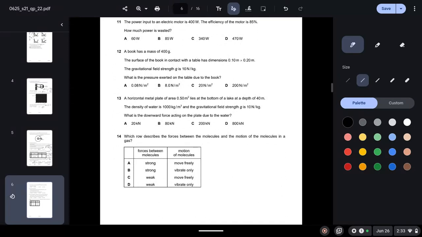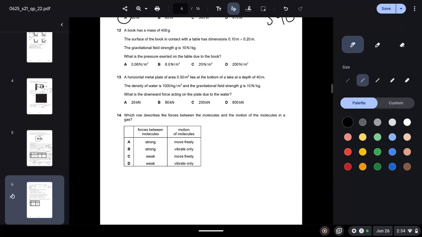The power input to an electric motor is 400 watts. The efficiency of the motor is 85%. How much power is wasted? So the input power is 400 and the efficiency is 85%. So that means the output power is 340. So how much power is being wasted? 400 minus 340, it gives you 60 watts.